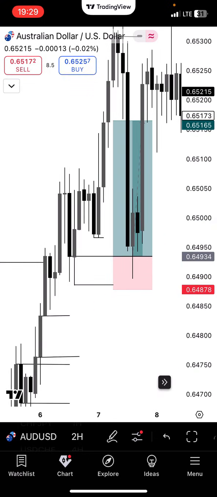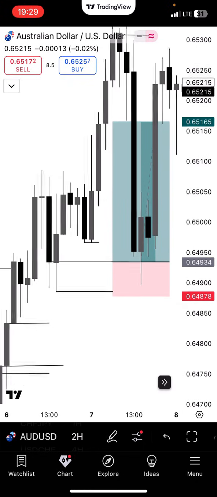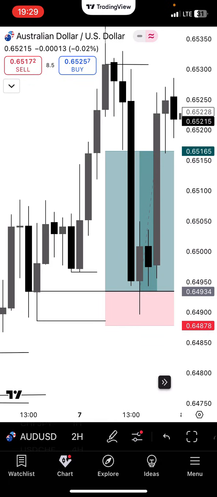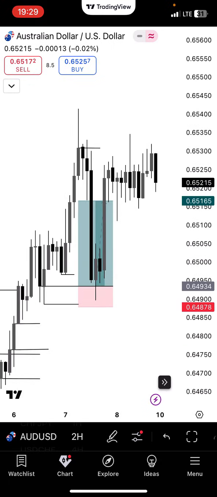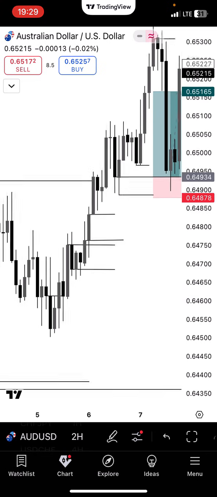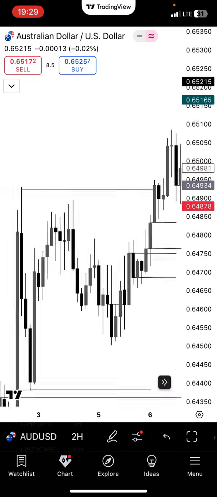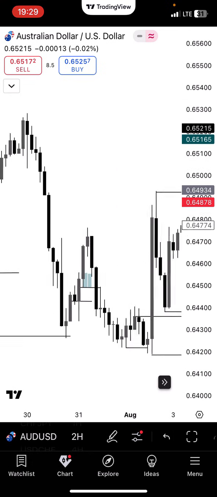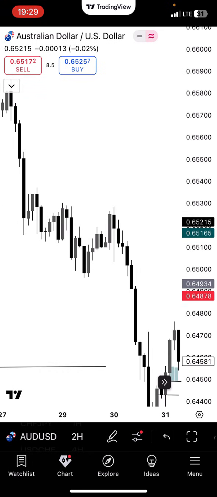So market tapped into it and boom, TP hits. But what made this trade valid? It was because of this inducement here. Without inducement, I don't take trades. Unless, but it's rare, you understand? Inducement validates your trade and your entries, you understand? So that is it. So let me show you guys more examples.